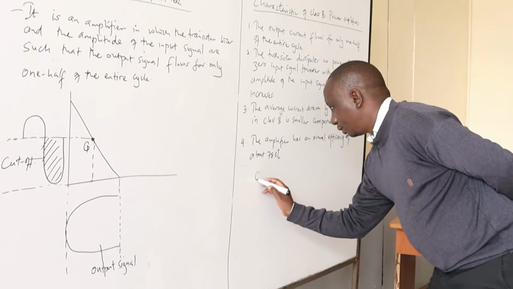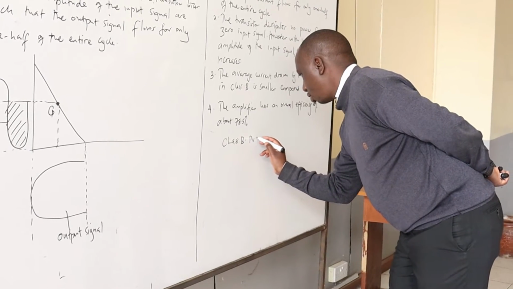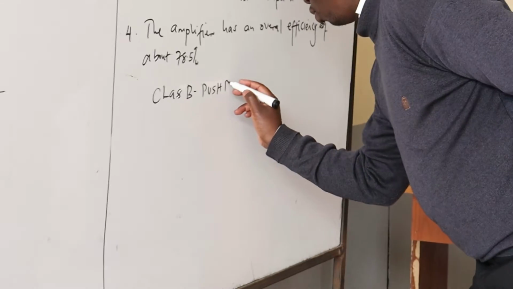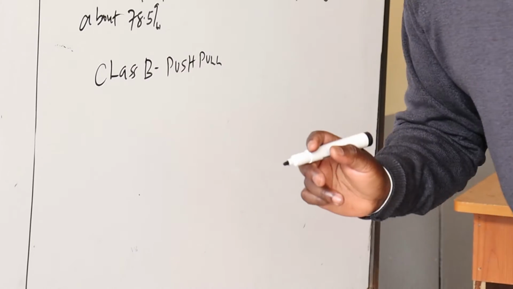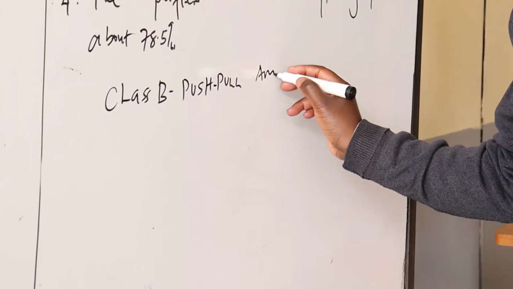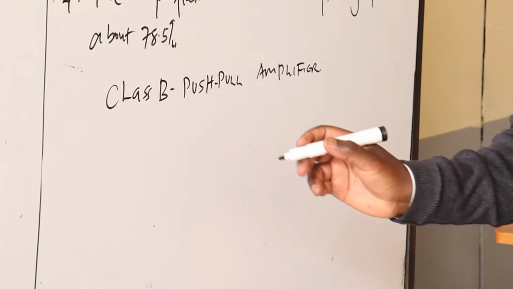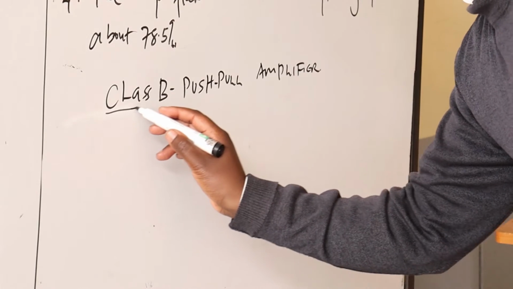So we can have a diagram of the class B push-pull amplifier. So we are going to sketch this.